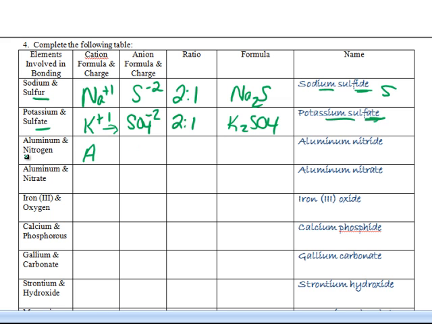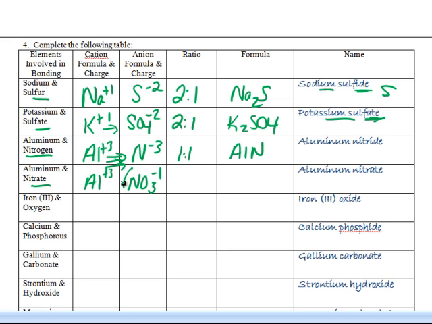Aluminum. Now we got aluminum hooking up with nitrogen, and then aluminum hooking up with nitrate. So aluminum always makes +3. That doesn't change. But we've got nitrogen off the periodic table, and we've got nitrate, which should be in your brain by now. So these guys are going to make a 1-to-1 ratio because aluminum's given up 3 and nitride is saying, I want 3, so that's perfect. It's AlN.